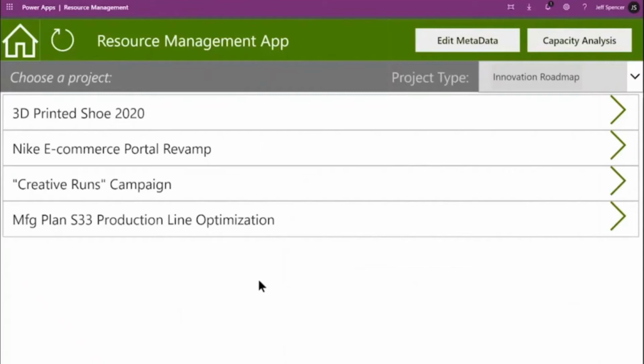But let's go ahead and bring it up and see it for real. So now in this PowerApps, this is a very purpose-built application to do macro level resource planning at projects and portfolio levels. So what I can see here is I'm in the innovation roadmap portfolio. I've got a number of projects in this portfolio and I can drill into it.